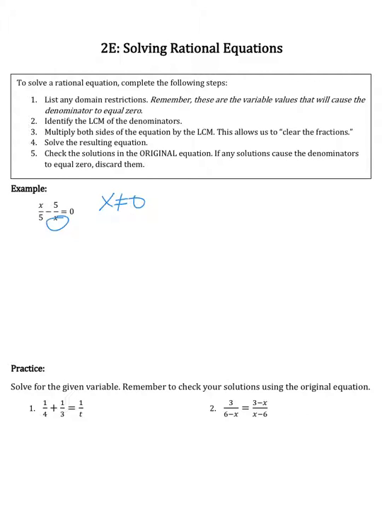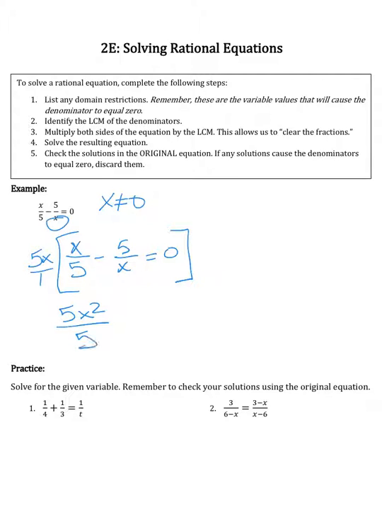So if I take my equation and I multiply the whole thing by 5x, and really this is like 5x over 1, I'm going to have 5x squared divided by 5 minus 25x divided by x equals 5x times 0. Now canceling out what's common, we've got a 5 in the numerator and a 5 in the denominator, an x and an x, and then obviously 5x times 0 is just going to give us 0. I'm left with x squared minus 25 equals 0.